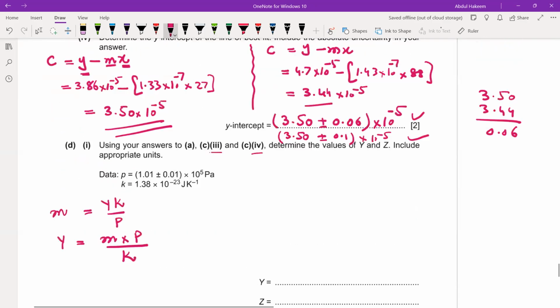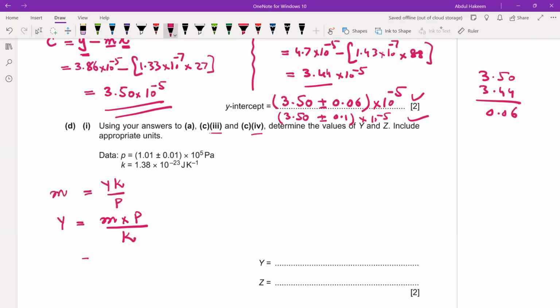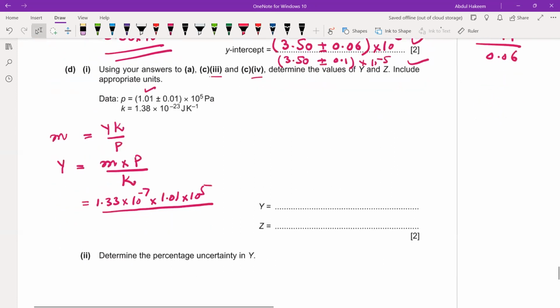So the gradient of the best fit is 1.33 into 10 power minus 7. And the pressure is given here, 1.01 into 10 power 5, divided by this k. This is a constant, and in physics and chemistry it is called the Boltzmann constant. Its value is given as 3.8 into 10 power minus 23 joules per Kelvin. So after calculation, the answer of this y is coming.